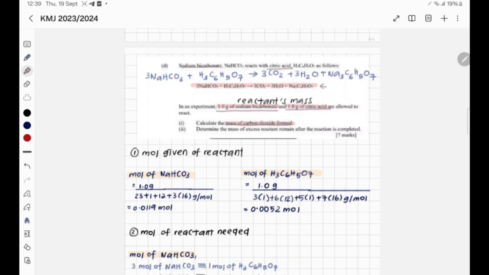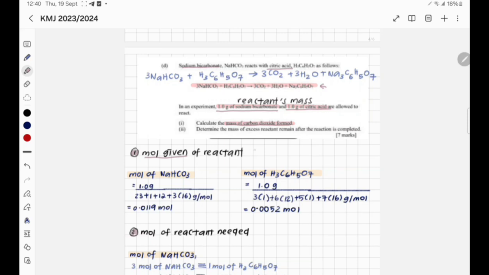Before moving untuk solve the first question, lepas dia dapat question macam ni, we have to do 2 main step. First step is to find the mole given of reactant. Maksudnya mole yang dorang guna dalam eksperimen tersebut. And second, we need to find mole of reactant needed. It means sebenarnya berapa mole yang kita actually need dalam that particular experiment to make sure that experiment is complete.